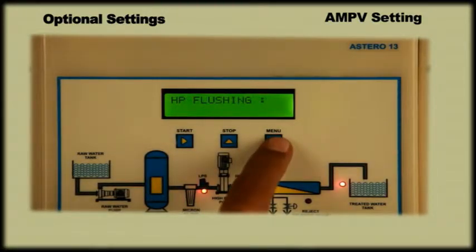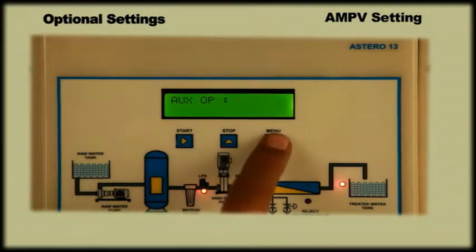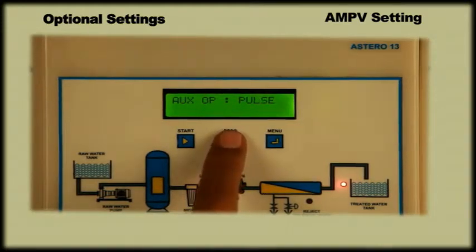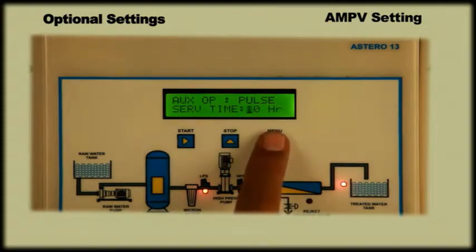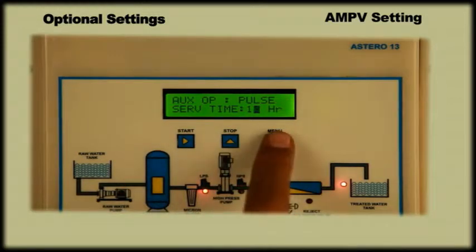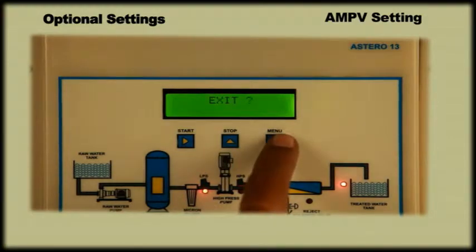Display will show HP flushing. Keep pressing the stop key until the display shows auxiliary output and press menu. It will show auxiliary output as alarm by default. You can change it to pulse using the stop key. On pressing the menu key again, it will ask for service time, that is, after how much time AMPV should go to backwash. Set the time in hours and press menu. Keep pressing the stop key until display shows exit. Now press the menu key.